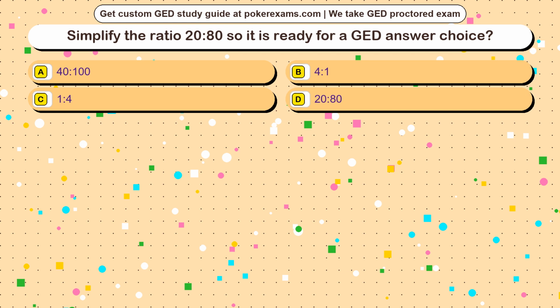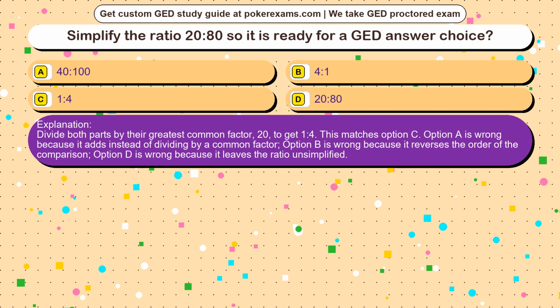The correct answer is option. Divide both parts by their greatest common factor, 20, to get 1:4. This matches option C. Option A is wrong because it adds instead of dividing by a common factor. Option B is wrong because it reverses the order of the comparison. Option D is wrong because it leaves the ratio unsimplified.